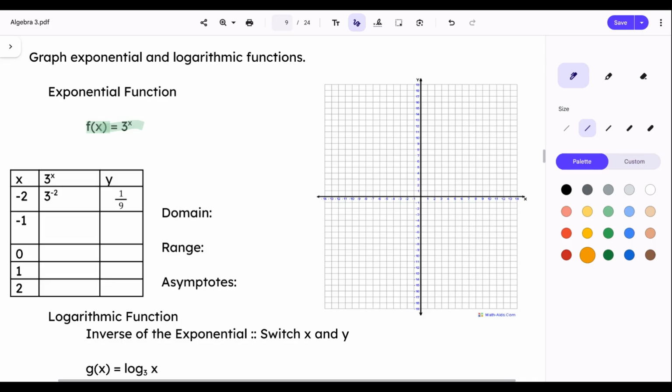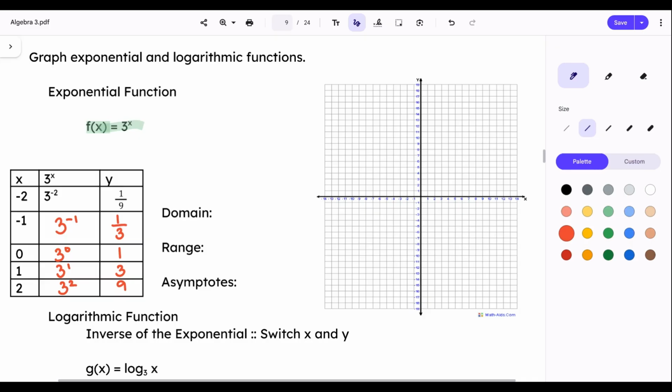Now I have mine written as a fraction here, but you guys might have decimals, and that's okay. So 3 to the -2 power would be the same thing as 1/9. Now if I had 3 to the -1 power, that would be the same thing as 1/3, or you might say 0.3333 repeating, okay? 3 to the 0 power would be 1. 3 to the first would be a 3, and 3 squared would be a 9, okay?